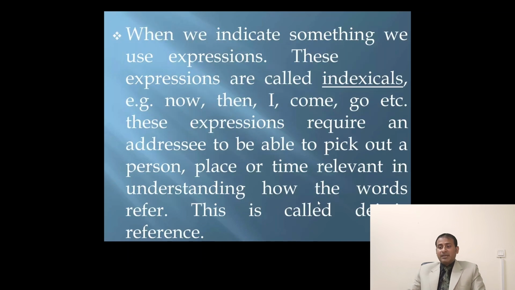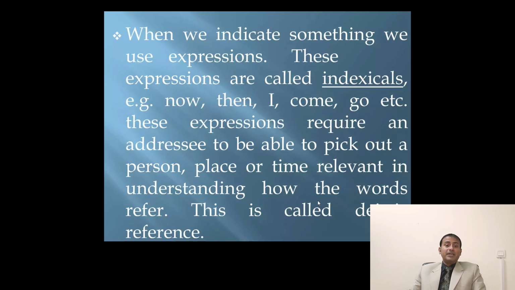When we indicate something, we use expressions. These expressions are also called indexicals. Now, then, I, come, go. These expressions require an addressee to be able to pick out a person, place, or time relevant in understanding how the words refer to certain other items in the context. This is called deictic reference.